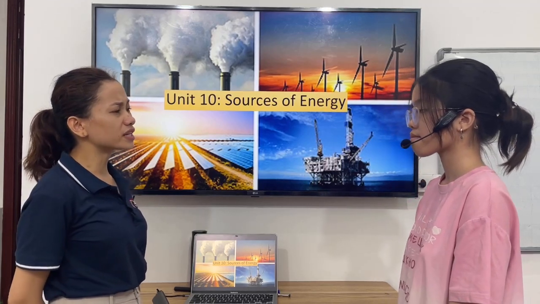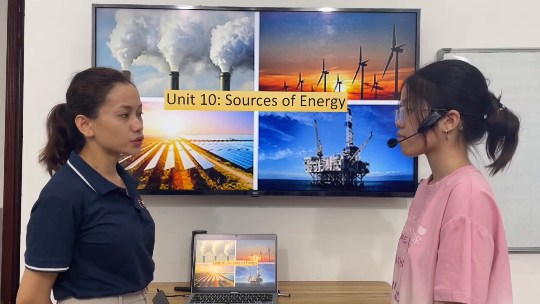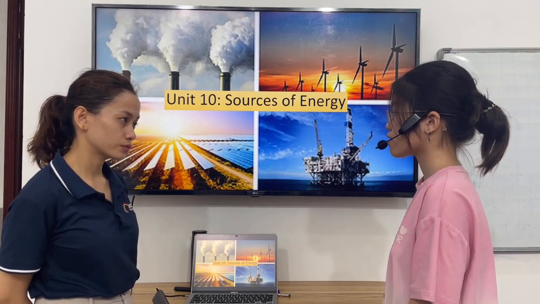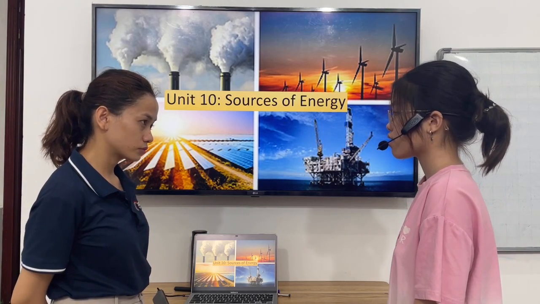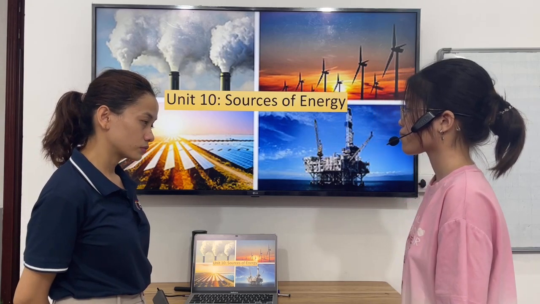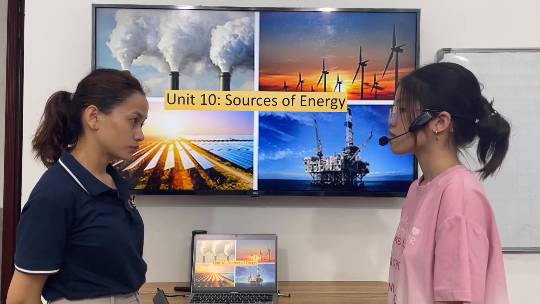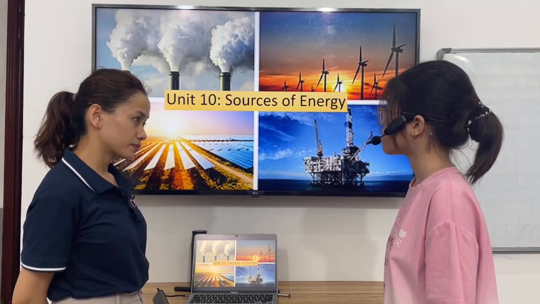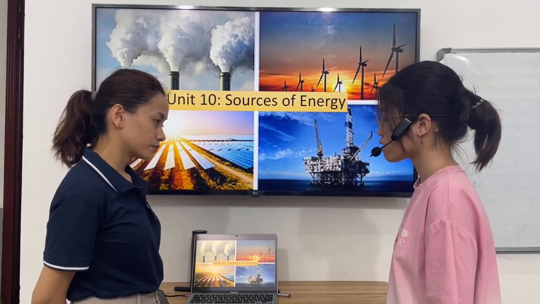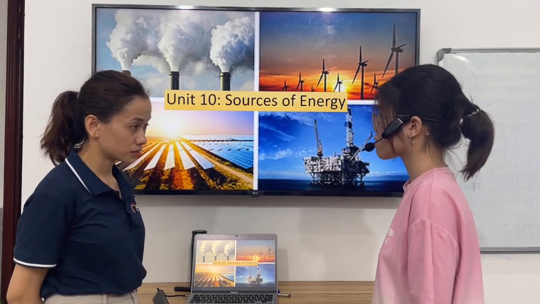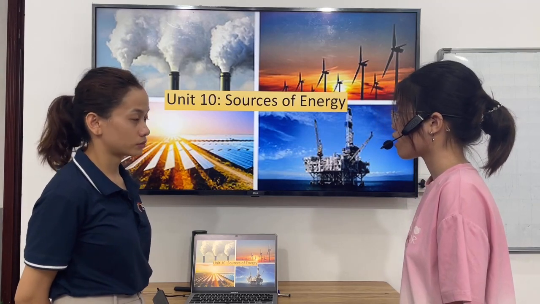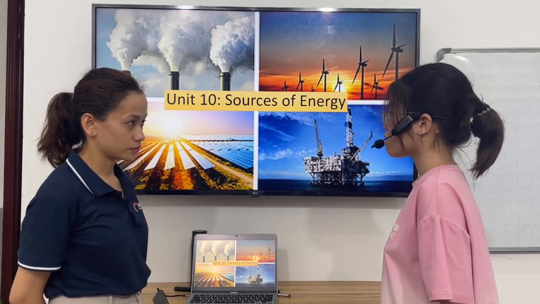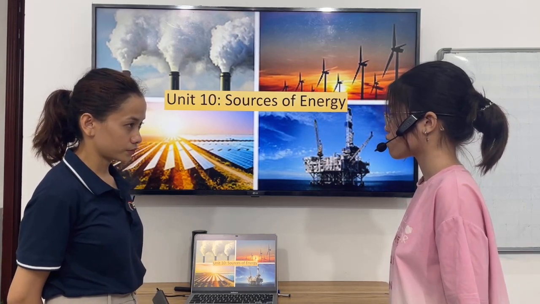Okay, now what are the disadvantages of non-renewable sources of energy? The primary disadvantages of non-renewable energy sources are creates the environment and it's dangerous to the society.